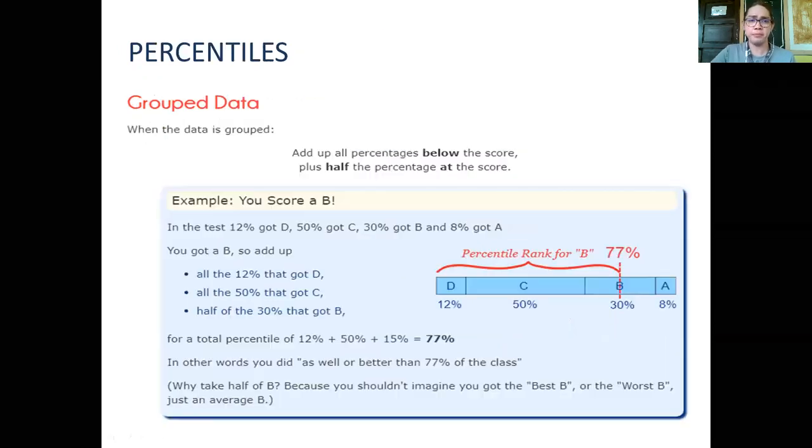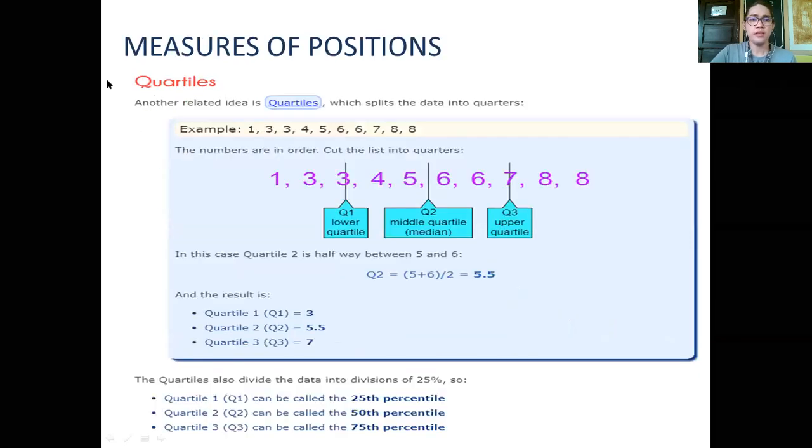So let's have an example. The example that we have there, as you can see on the screen, is 1, 3, 3, 4, 5, 6, 6, 7, 8, 8. So the numbers are in order.